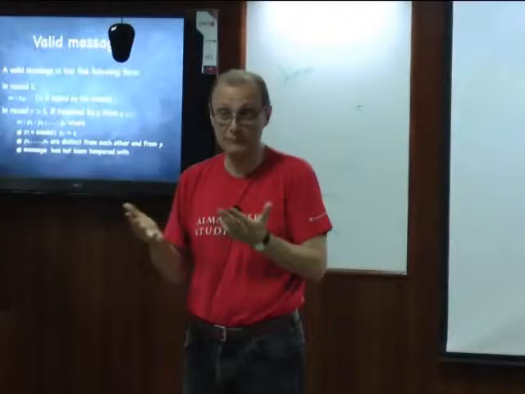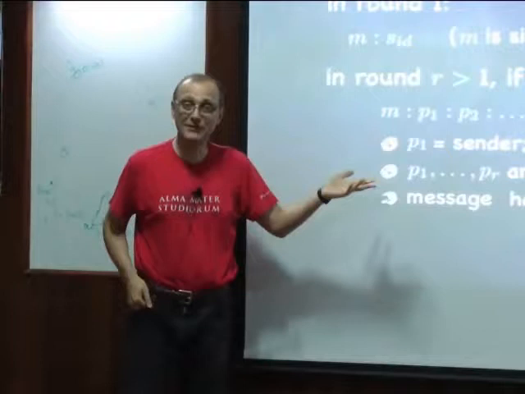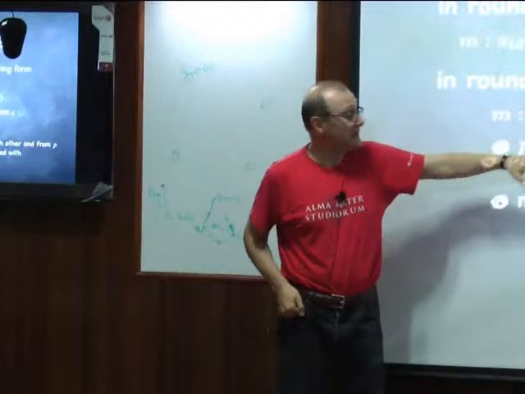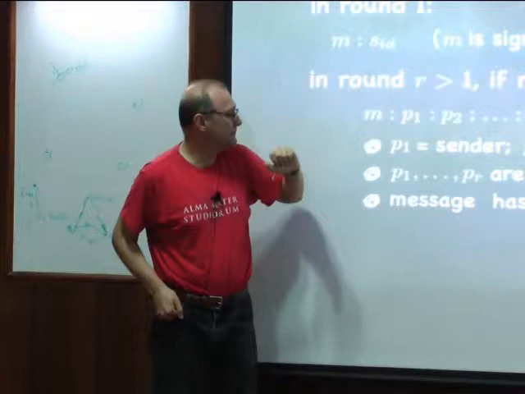That's the scheme. A correct process in round R is going to consider a message valid, and then look at it. Otherwise, it's going to drop it on the ground if it's not valid. For it to be valid, it ought to be signed by R processes. These processes should all be distinct. One should be the sender, and the last one should be the one from which we have immediately received.